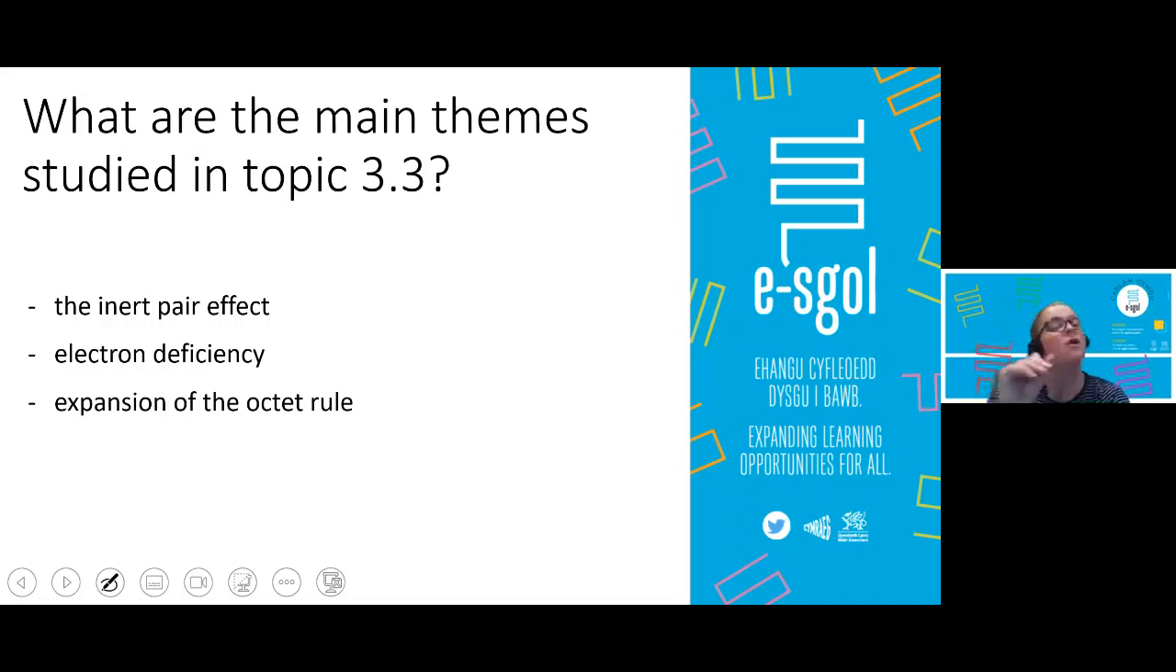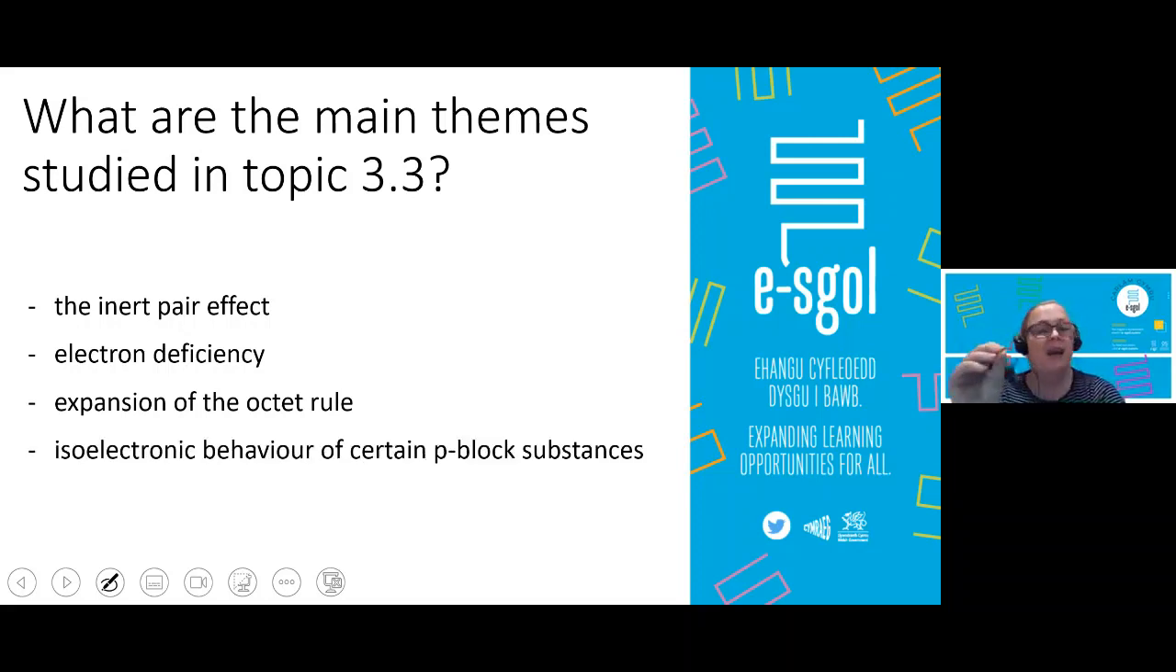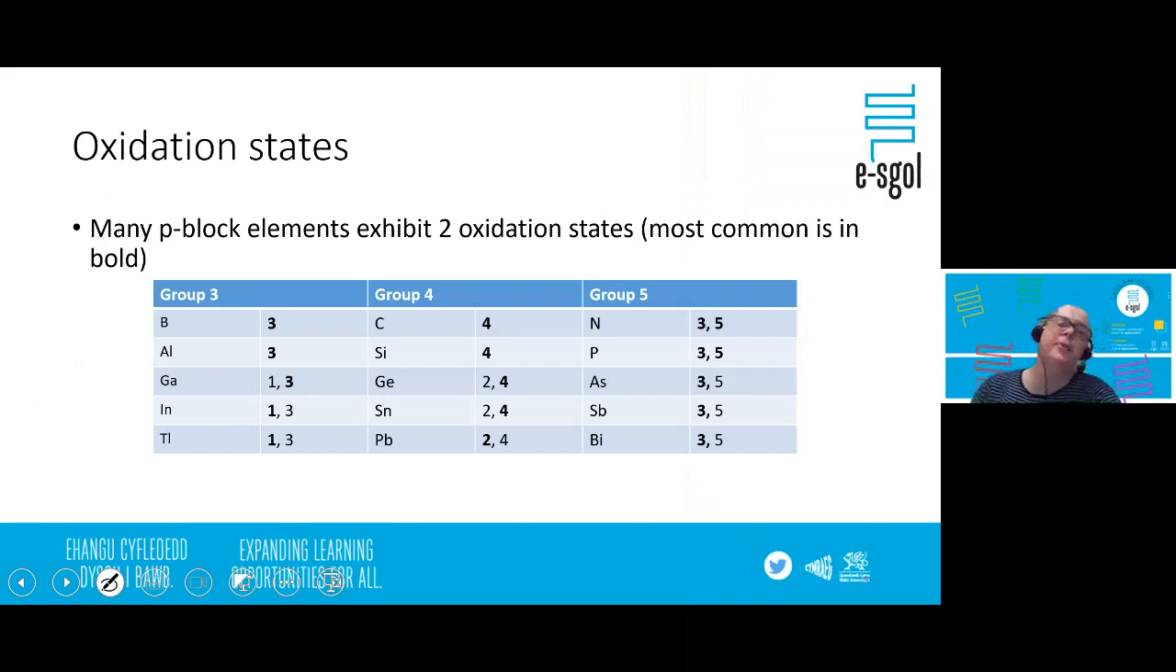The expansion of the octet rule and how that can lead to different shapes of molecules based on the VSEPR. And the isoelectronic behaviour of certain p-block substances, like graphite and diamond versus boron nitride, that we'll be looking at. Okay, so oxidation states. You should be a bit more confident now you're in Year 13 and A2 that you can allocate oxidation states quite confidently, I hope.